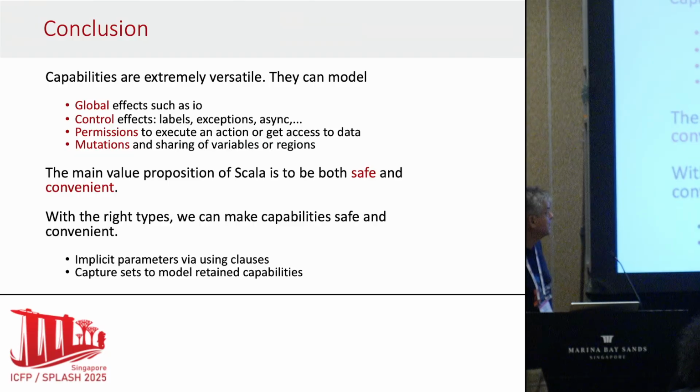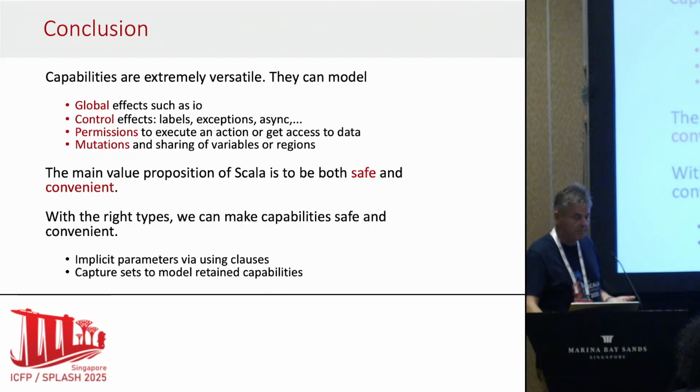So to conclude, capabilities are super versatile because they can model global effects, control effects, permissions, mutations, information flow. The list goes on. It's really a Swiss Army knife of things in software security and trustworthy computing. The main value proposition of Scala is to be both safe and convenient, and I think with the right types we can make capabilities safe and convenient. We can use implicit parameters. We are using clauses and capture sets to model the retained capabilities.